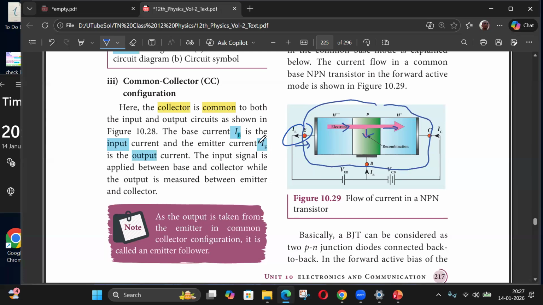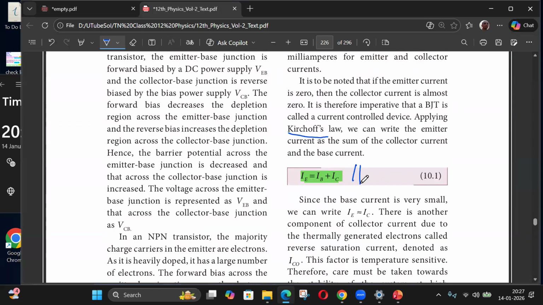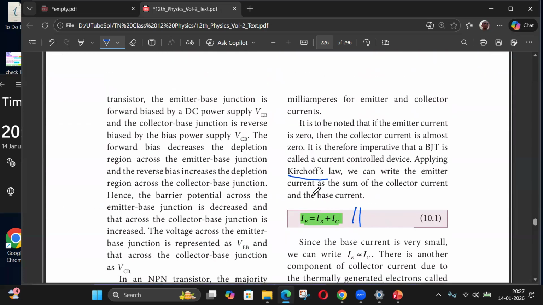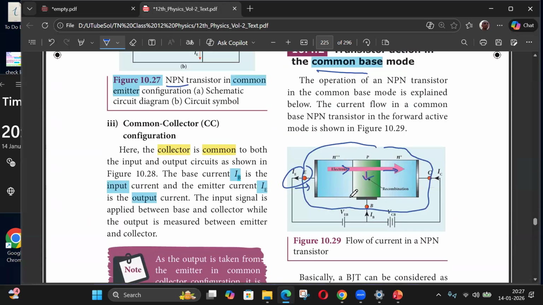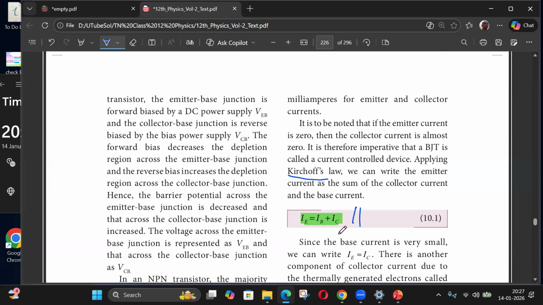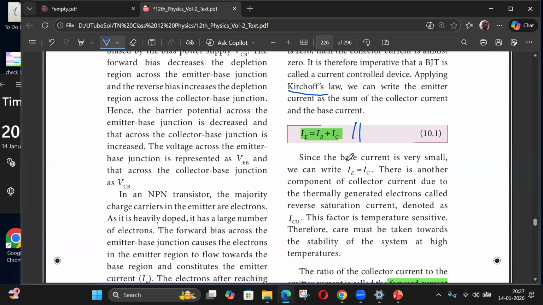Even for a PNP transistor, the thing will be reversed. IE will enter, IB and IC will leave. So this is valid if you choose the directions properly. IE is entering or leaving, and IB and IC are the opposite. Here, in the NPN transistor, IE is leaving, and these two are entering.